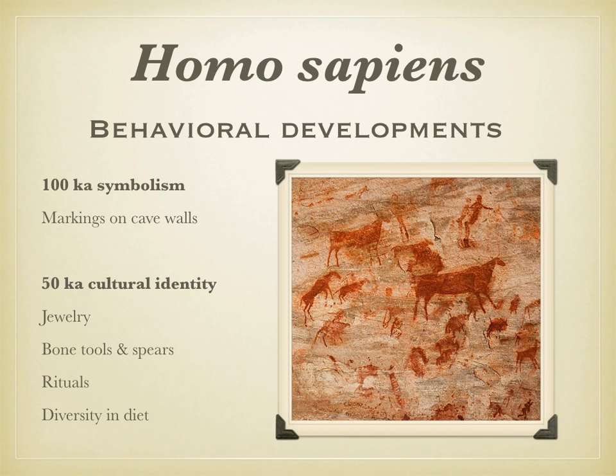About 100,000 years ago, we begin to see symbolism with evidence of ochre markings of symbols on cave walls. About 50,000 years ago, we begin to see the emergence of a cultural identity with jewelry and woodworking. They are also developing tools from bone. They are treating skulls with ritualistic treatment, and their diets are much more diverse, and they include eggs and fish and birds where previous species had not.